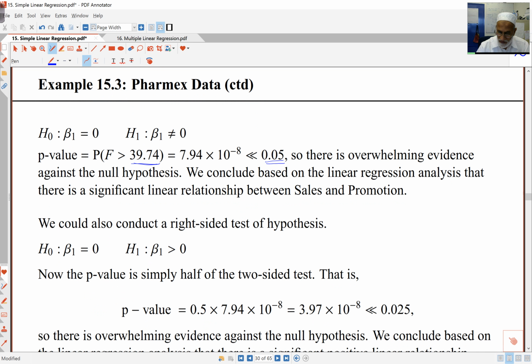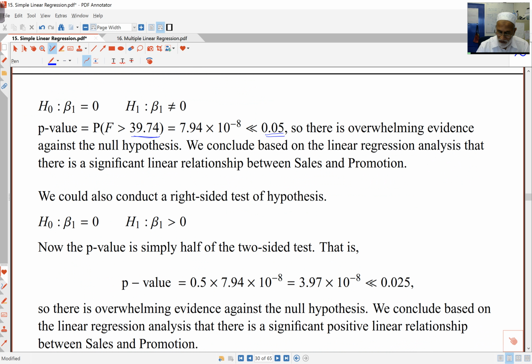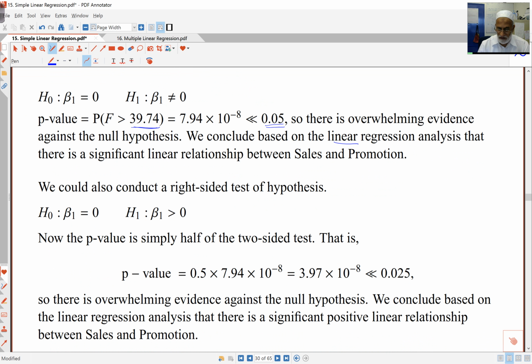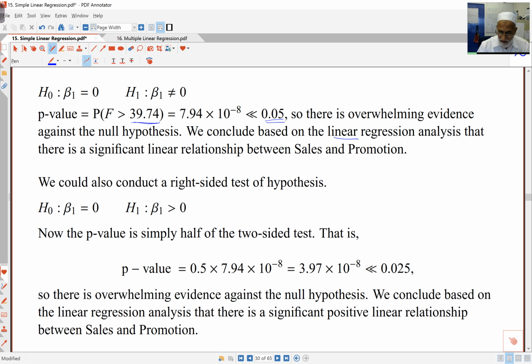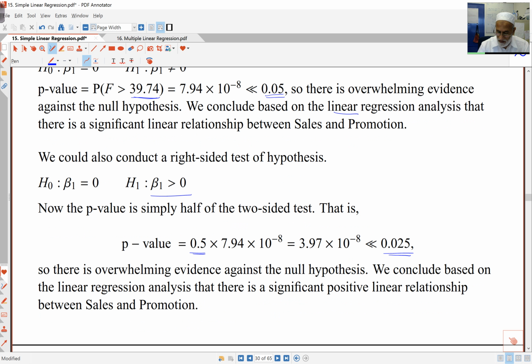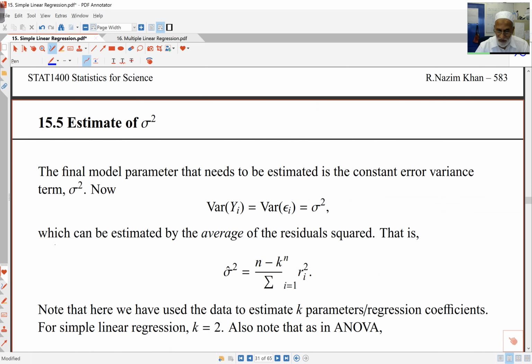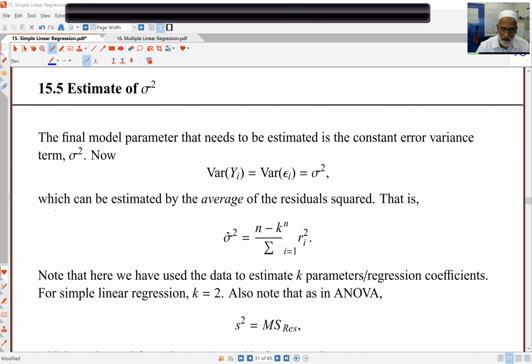So here we say that there certainly is a strong relationship between sales and promotions, and it's a linear relationship. If I do a one-sided test, I simply take the p-value and halve it. If I want beta 1 to be bigger than 0, in other words, if I spend more on promotions, I actually sell more as well, I simply halve the p-value, which also means I halve the significance level. In either case, I'll conclude there's a strong, significant, positive linear relationship between sales and promotion. Now we get to estimate the variance, and we'll see that in the next lecture.